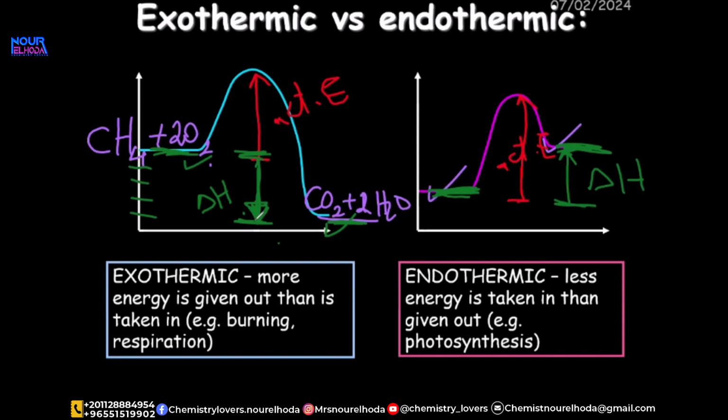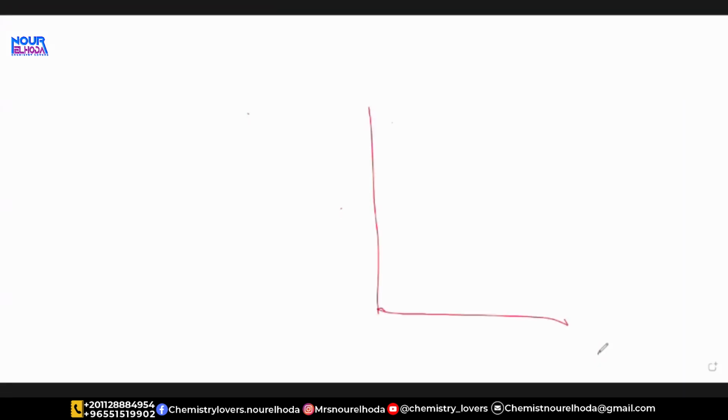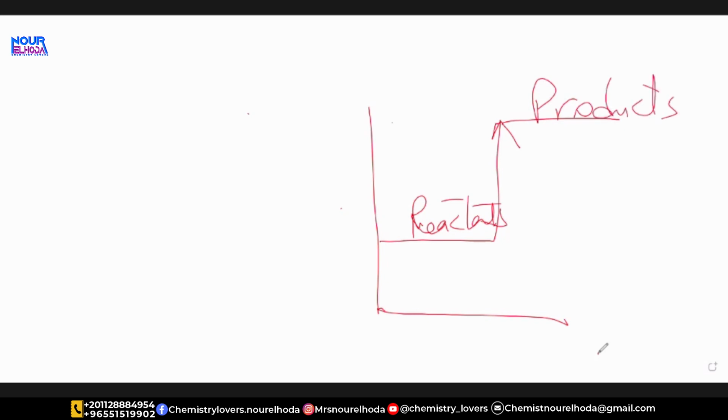Next, what should I do? Sometimes in the drawing, he will ask you to draw an energy level diagram. If he asks you to draw energy level, no need to draw the curve. You can draw it like this. I will show you now. As an example, these are the reactants, and these are the products. I didn't draw the activation energy. I didn't draw the curve.